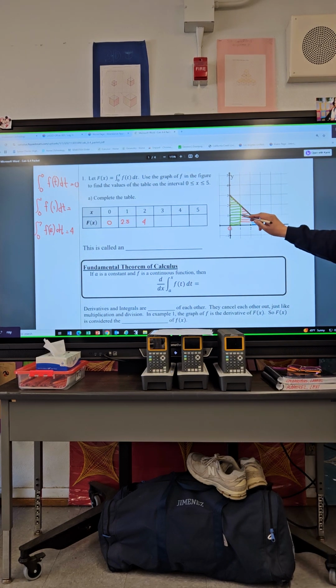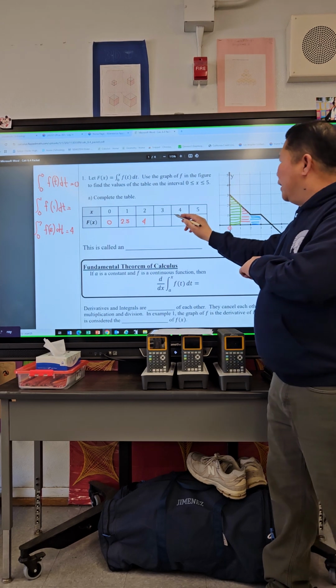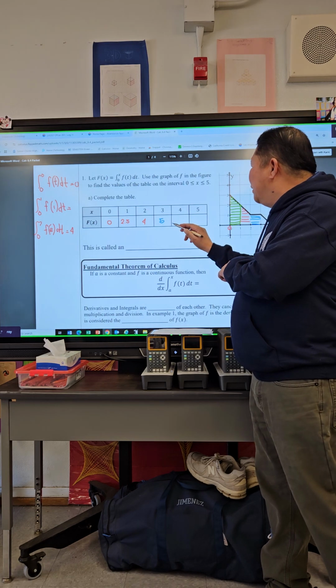How many units are there? How many squares? 1, 2, 3, 4, and then half and half makes 1. So 4 plus 1 equals 5. Clear, guys? Can you continue?